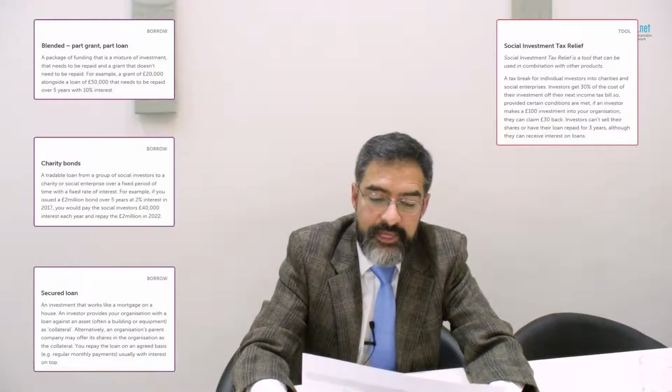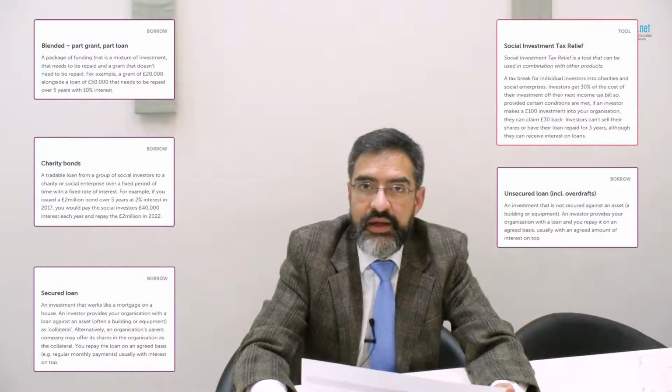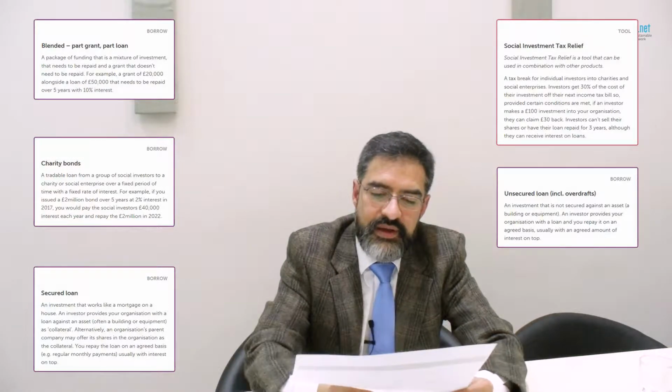In terms of borrowing, the options are much more ample. For example, we have a blended that combines part of a grant and part of a loan. We have charity bonds. We have secured loans. We have social investment tax relief as well. We have unsecured, including overdrafts, borrowing.